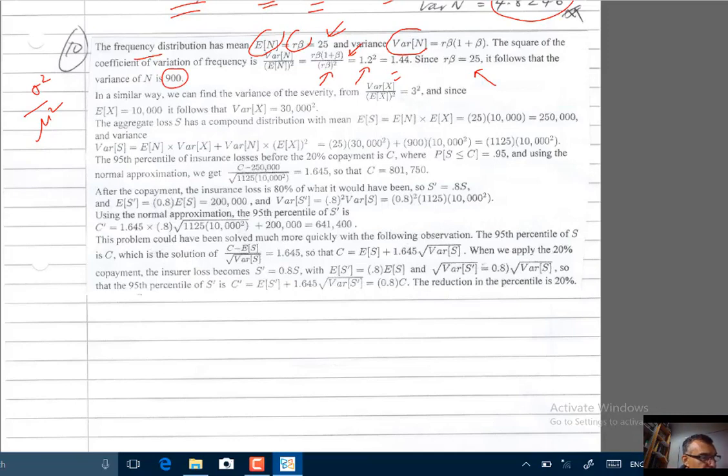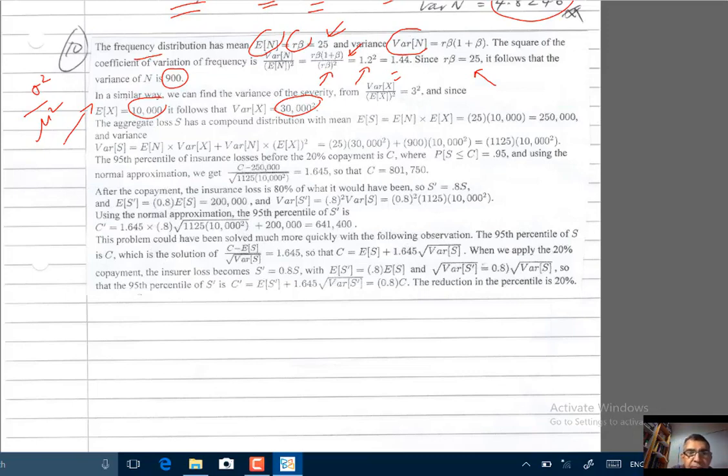The severity distribution is given by a log normal distribution with mean 10,000 and coefficient of variation 3. So the solution says in a similar way we can find the variance of the severity. We are given the expected value of X is 10,000, and we can use the calculator and work out the variance of X as 30,000 squared. To control losses, the insurer proposes that the widget factory pay 20% of the cost of each loss. Calculate the reduction in the 95th percentile of the normal approximation of the insurer's loss.